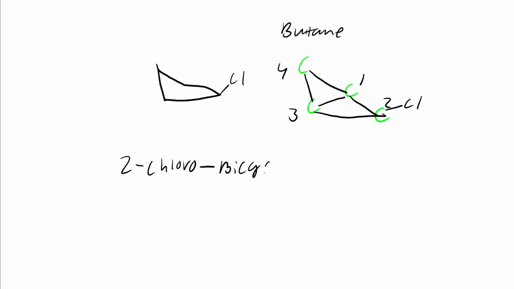Bicyclo, bracket. There is 1, period, right here. Let's go on the other side. 1 right there, 1, period. How many carbons are in the middle? 0. Bracket butane, because there are 4 carbons altogether. So it is a 2-chloro bicyclo 1,1,0 butane.